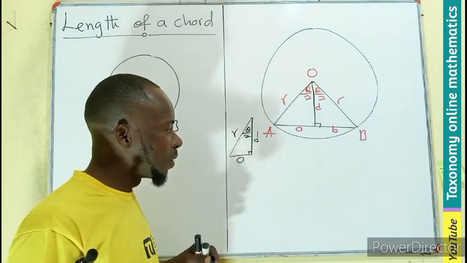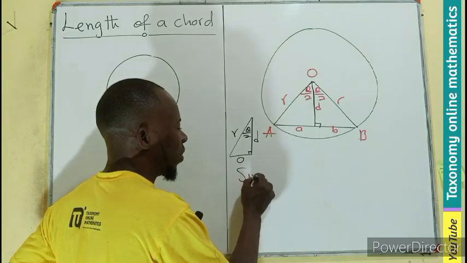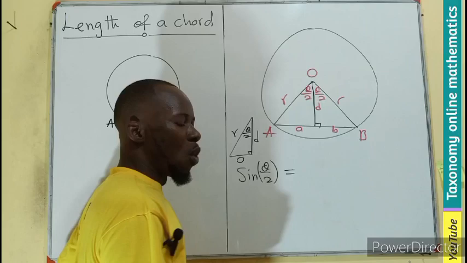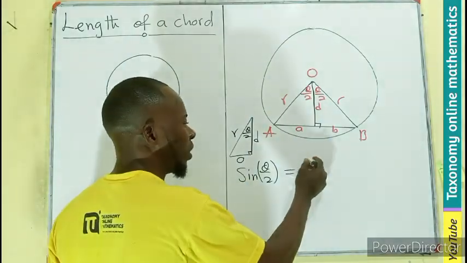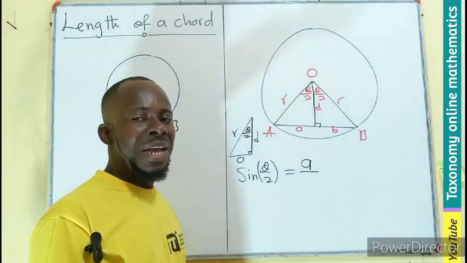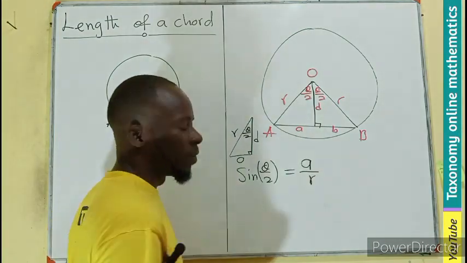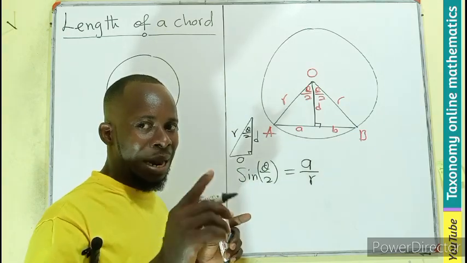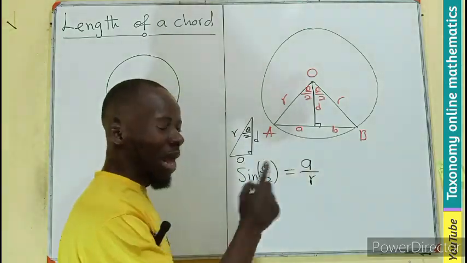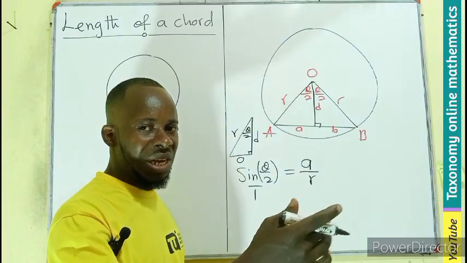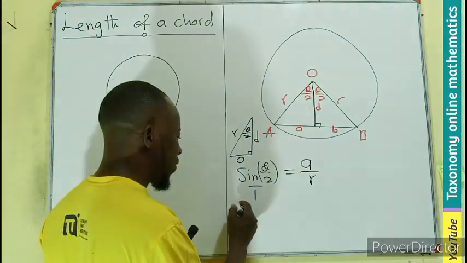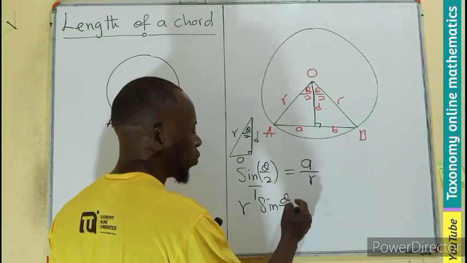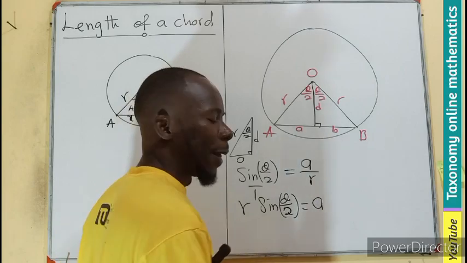From the trig functions, I'll be having the sine of the angle. The sine of the angle equals the opposite side, which is A, over the hypotenuse, which will be R. Will we get it? Good. So now I want the A, which is the side I'm looking for. So I am going to multiply both sides of the equation by R. That gives rise to R sine theta over 2 equals A.